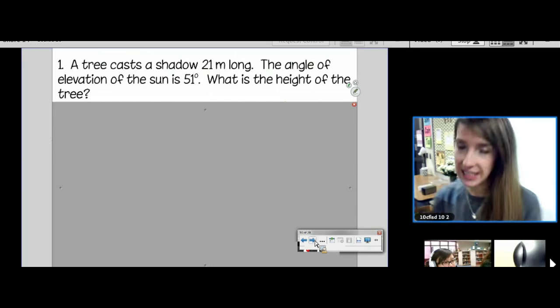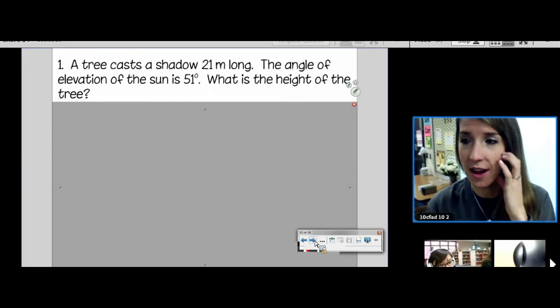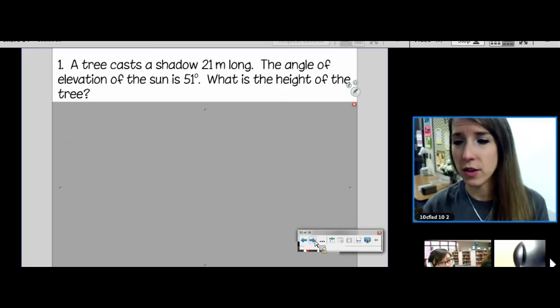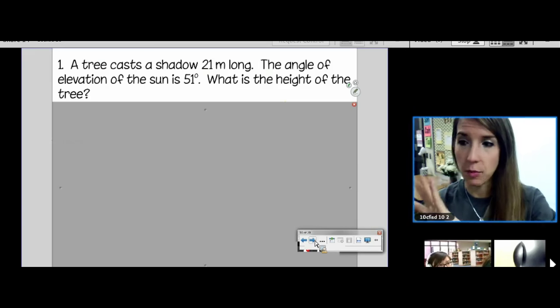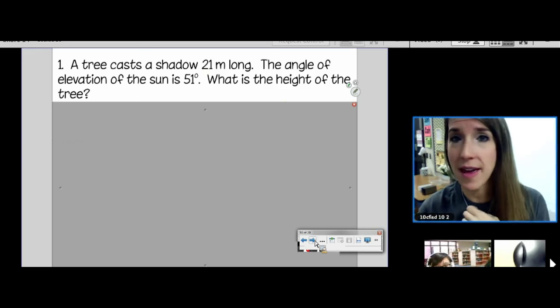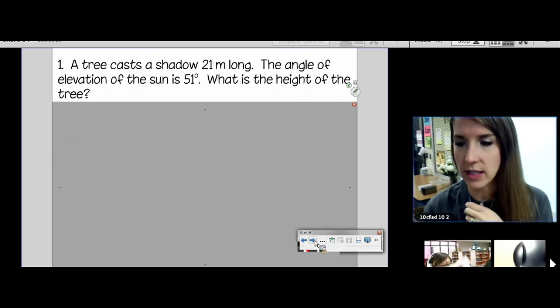The biggest part of this lesson to me is not the trig. You've got the trig down. The biggest part is, can you draw the correct picture? So we're going to present a problem. I want you to draw the picture without my help first, and then we can work it together.